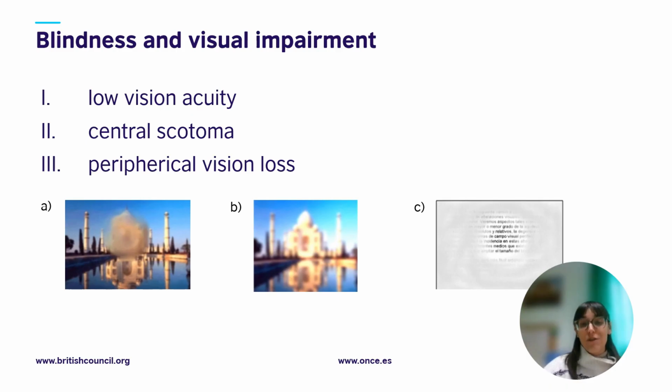Okay, so the first one would be central scotoma. As you can see, there is a space in the center of the image in which our students wouldn't be able to focus. Letter B would be low vision acuity.